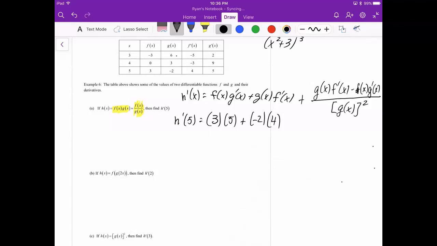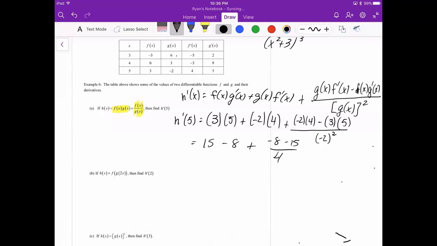And now I'm going to go ahead and plug into the second part of this. So again, g of 5 is negative 2. f prime of 5 is 4. Minus f of 5, which we said earlier was 3. And then g prime of 5, which was 5, all over g of x squared, and g of 5 is negative 2. And then make sure that you square it. Okay, so if we do the arithmetic here, and yes, you need to be able to do this without your calculator, this is going to be 15 minus 8 plus negative 8 minus 15 all over 4.